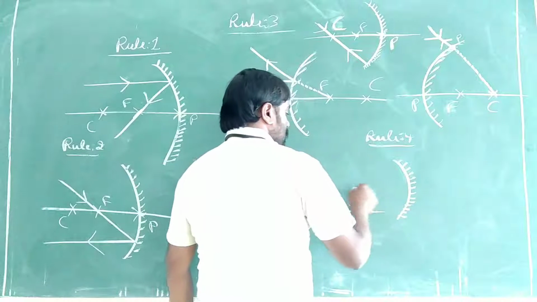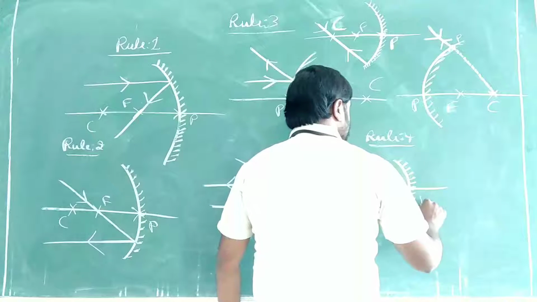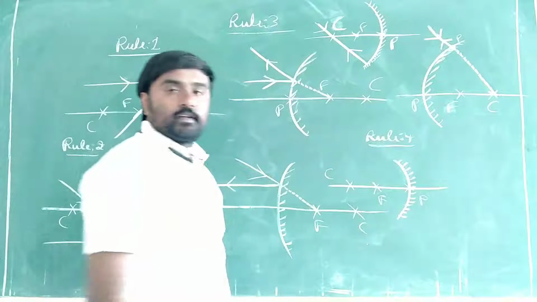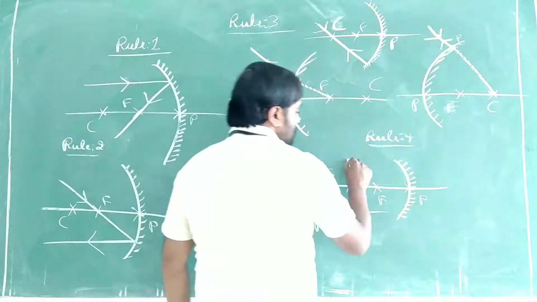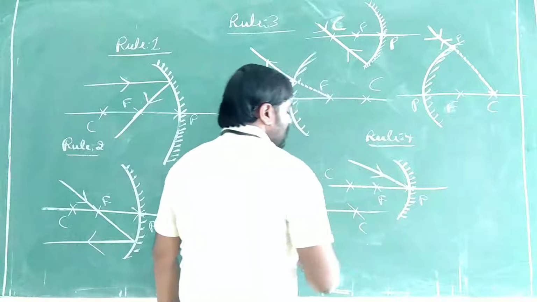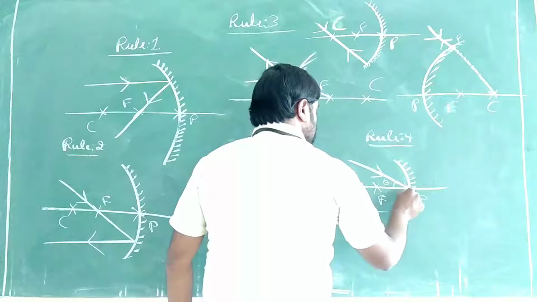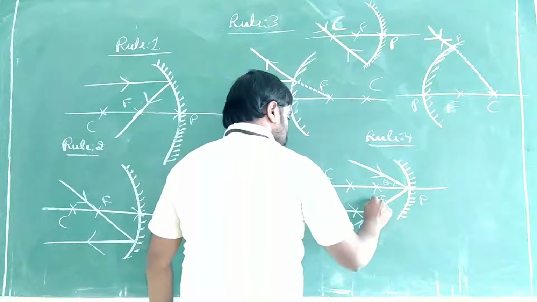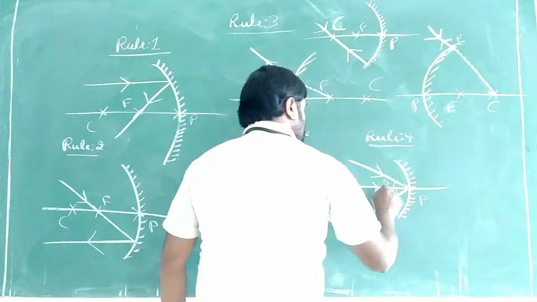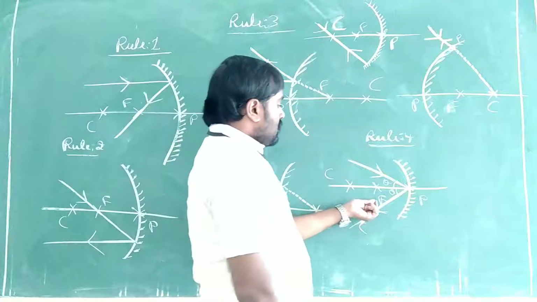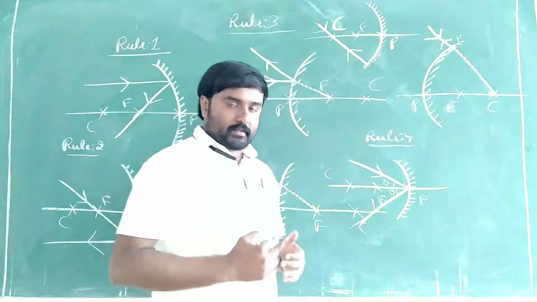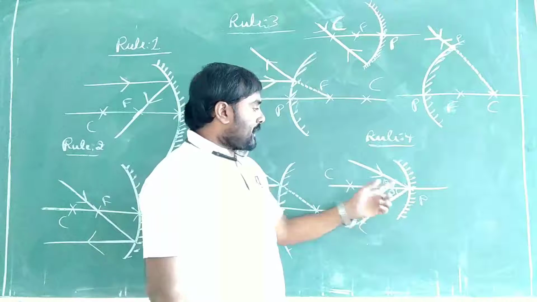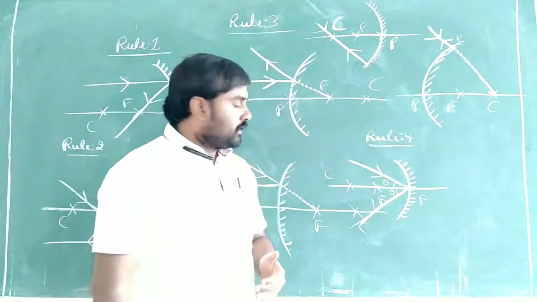What is this? Concave mirror. This one is the pole. This is focus, the center of curvature. So the ray of light is incident obliquely at the pole. The ray bounces back obliquely. Actually, the reflected ray obeys the second law of reflection. Here the angle of incidence is exactly equal to the angle of reflection.